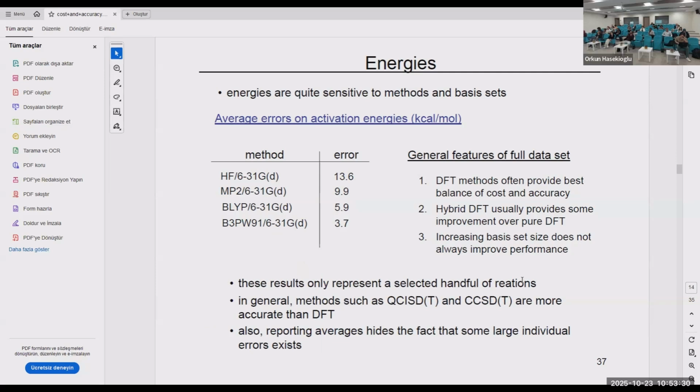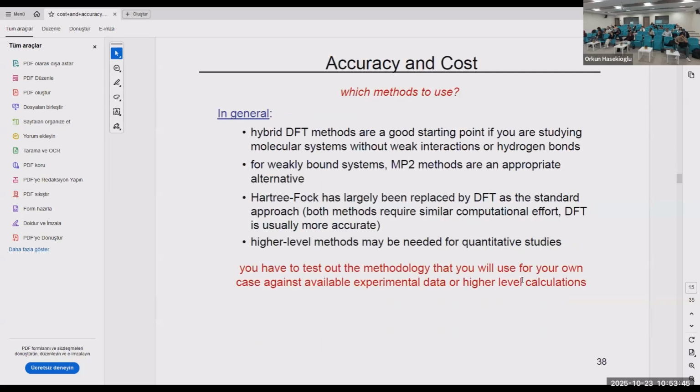In general, methods such as QCISD(T) and CCSD(T) are more accurate than DFT, density functional theory. Also, reporting averages hides the fact that some large individual errors exist. So please remark on these. When it comes to accuracy and cost, hybrid DFT methods are a good starting point if you are studying molecular systems without weak interactions or hydrogen bonds.